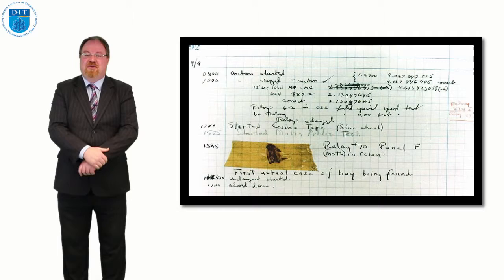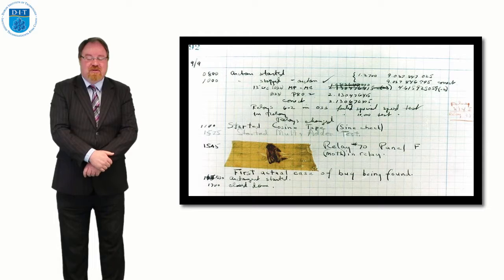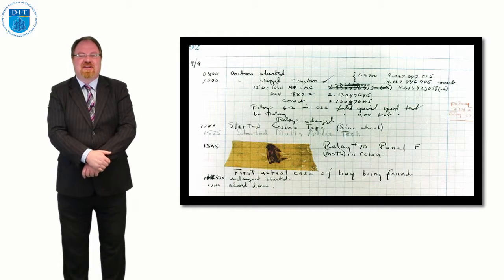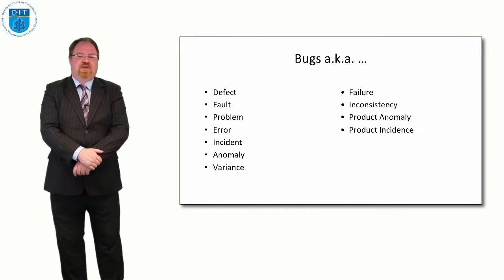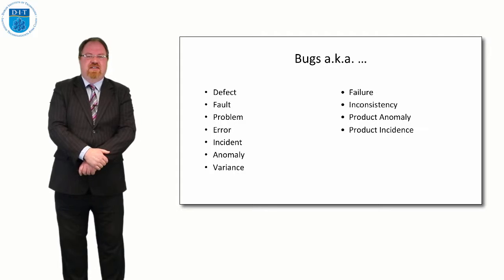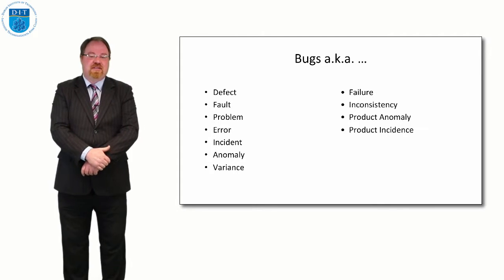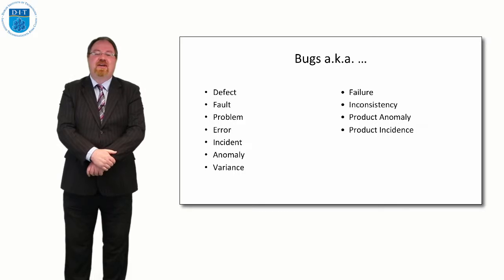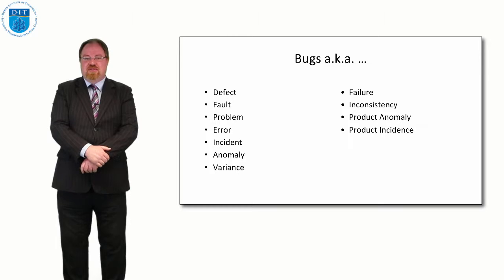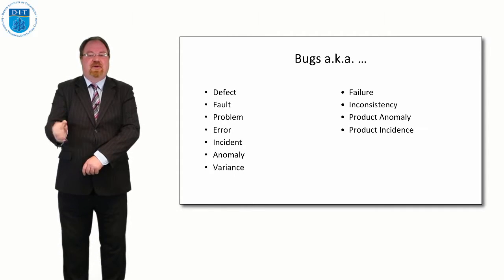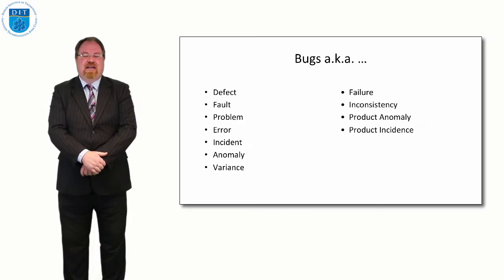So when we use the term bug, what we mean is any error in the code that is causing problems, but the term derives from an actual bug that was found in an actual computer system that was causing a short to occur. We have other terms for bug. They're sometimes called defects or faults or problems or errors or incidents or anomalies or variances or failures, inconsistencies, product anomalies or product incidents. Anytime the system doesn't do what it's supposed to be doing, either a small little problem or a big problem, it's a bug. The code isn't written correctly. So we need to test for those during the testing phase that generally follows the development phase.